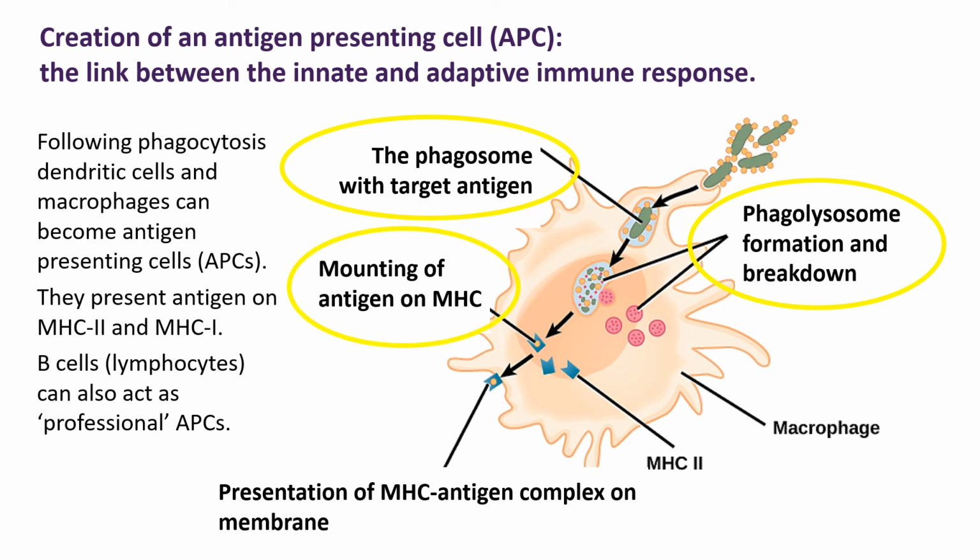But now what happens is that the macrophage or the dendritic cell will take some of that debris and mount it on an MHC protein complex on the surface of its plasma membrane. This is now an MHC antigen complex. Remember the little notch in the top of the MHC? This is where our few amino acids of the antigen will be stuck, will be presented. This has now become an antigen presenting cell.